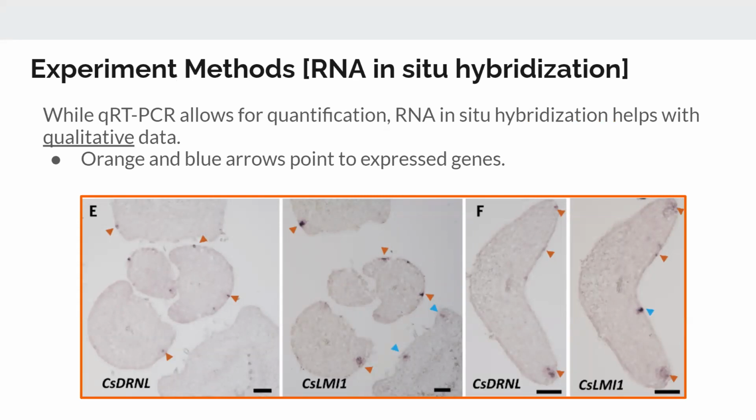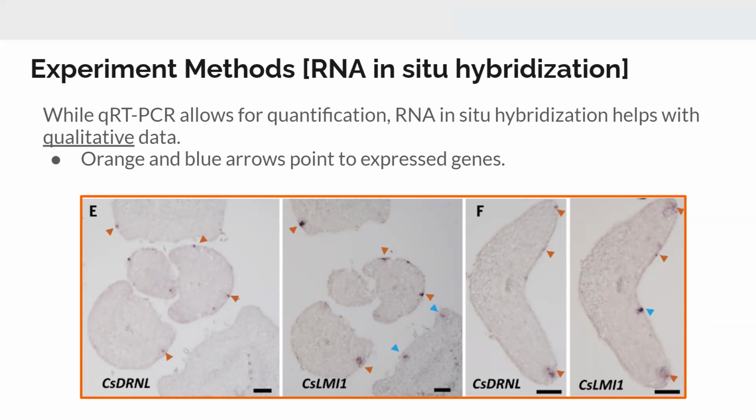Along with qRT-PCR, after collecting pieces of the base and the tip of the thorn, they used a method that allows them to see where a particular message, CsLMI1, was present within these pieces of thorn. This method is called RNA in situ hybridization, and it is like a camera that takes pictures of where this message is, even in smaller parts of the pieces of the thorn that were studied.